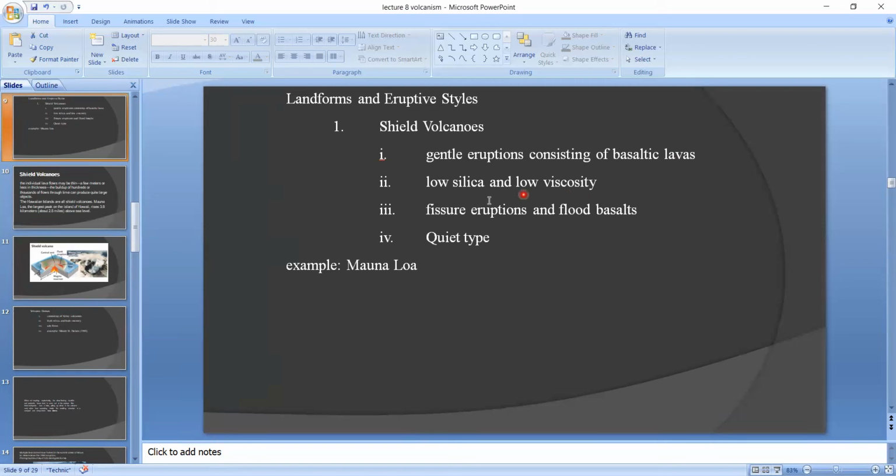Other is the lava has low silica and low viscosity. When there is low silica, that will be called basaltic. And when there is low silica, there will be gentle eruption. Quiet time. Example is Mauna Loa. You can search for the structure and see by yourself.